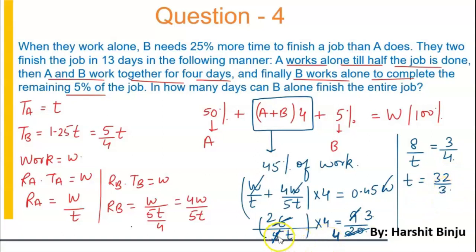Let me just check my calculations. I've cancelled 5 with 20, it became 4. I cancelled 6 with 9, they became 2 and 3. 2 into 4 is going to give me 8. 8 when cross multiplied by 4 is going to give me 32 divided by 3. So T is the time taken by A to finish the job, and that is equal to 32 by 3 days.